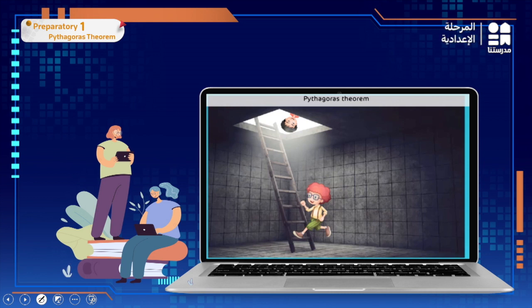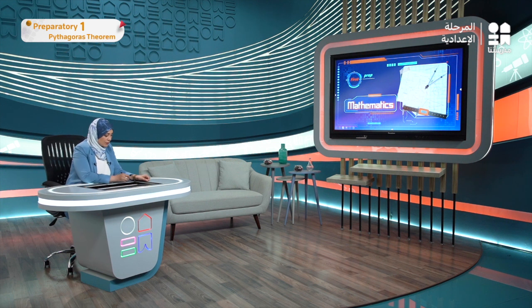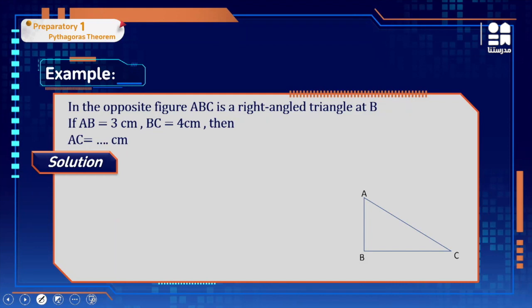Pythagoras Theorem later. Example, in the opposite figure, ABC is a right-angled triangle at B. So B is 90 degrees. If AB equals 3 centimeters, BC equals 4, then AC equals what? How can we do it now?